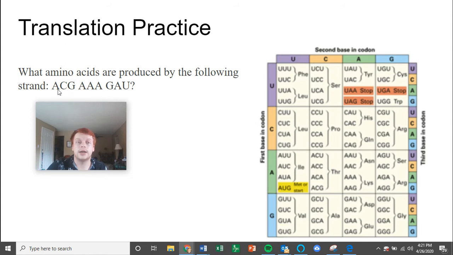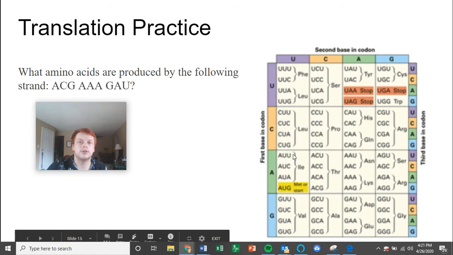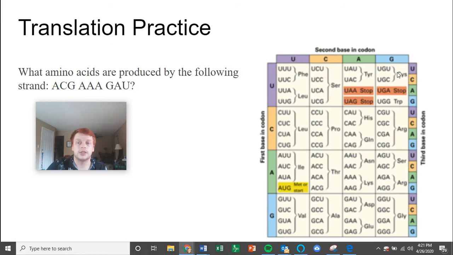So for the first one, we have ACG. To use this chart, it's pretty intuitive because it's labeled for you. So the first base is one of these rows, the second base is one of these columns, and then the third base is specific to the row and column that you identified. So we're going to start with the first 2 letters to hone in on a specific box. So we'll start with A. We're going to go to this row here, because that's our first base in our codon.